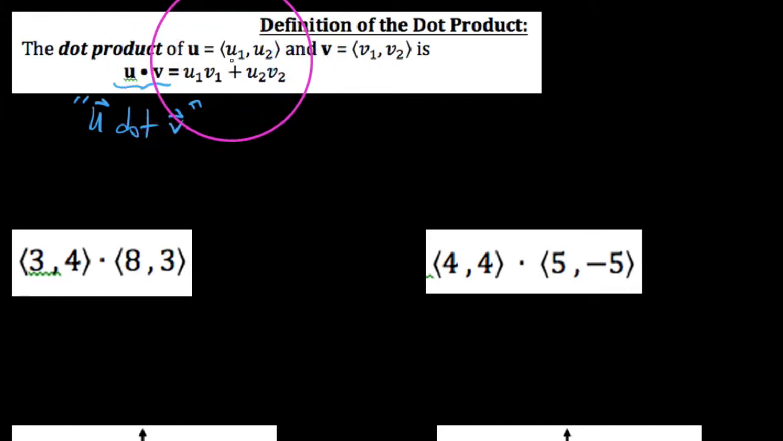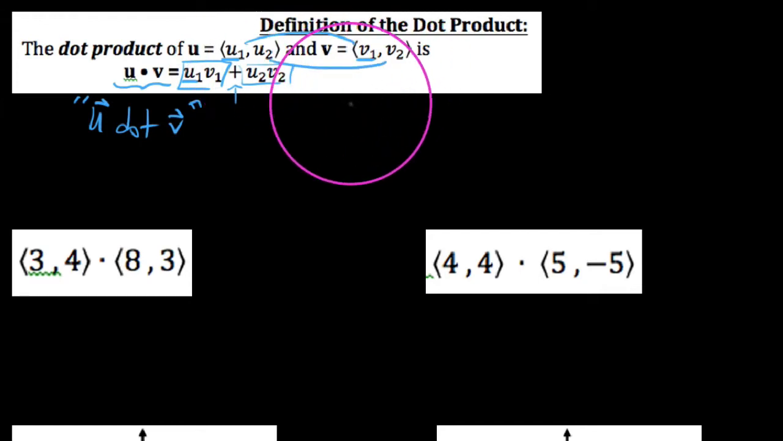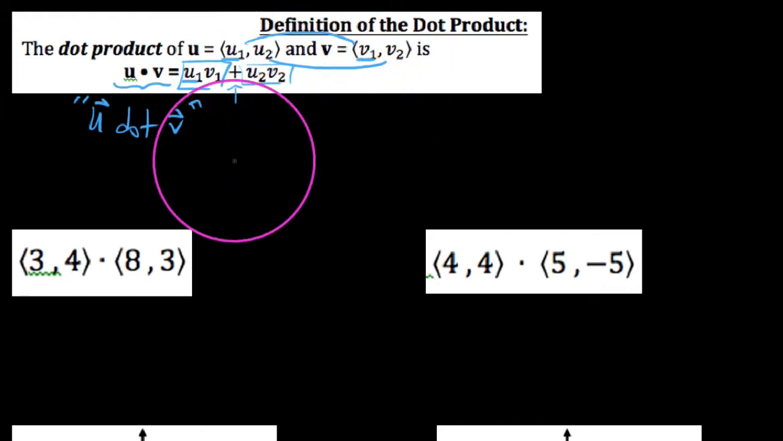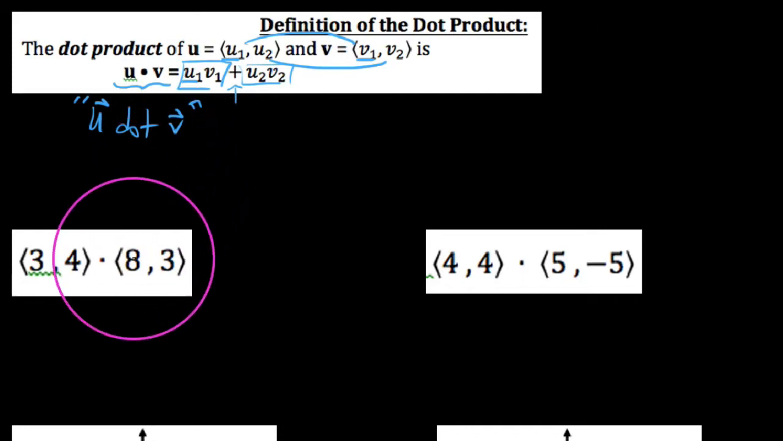We say the vector u in component form is u1 comma u2, so u1 is the x component of this vector. Basically we're saying take the x component of the first vector times the x component of the second vector, and you get this product right here. Then we add on the product of the y components of the two vectors. So you multiply the x components and the y components respectively, and then you just sum those together. So finding a dot product is actually a really easy thing to do.